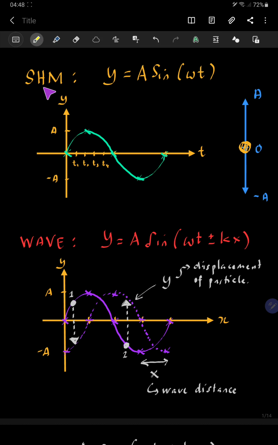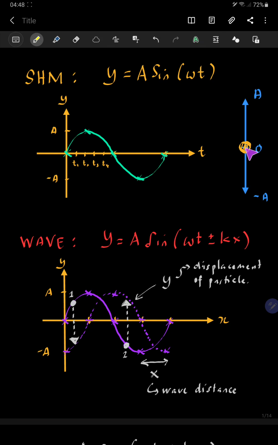In chapter 9, we are discussing simple harmonic motion, where the main equation is y equals a sine omega t. So we are discussing the oscillation of particles. The graph given is y against t. According to this main equation, we are discussing one particle only, which is oscillating upwards and downwards.